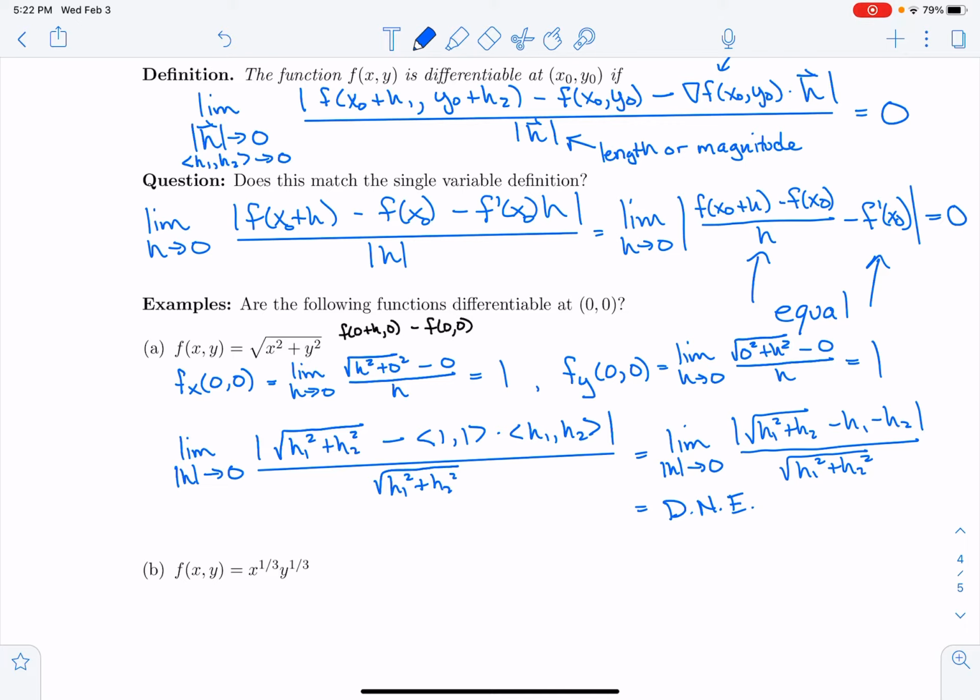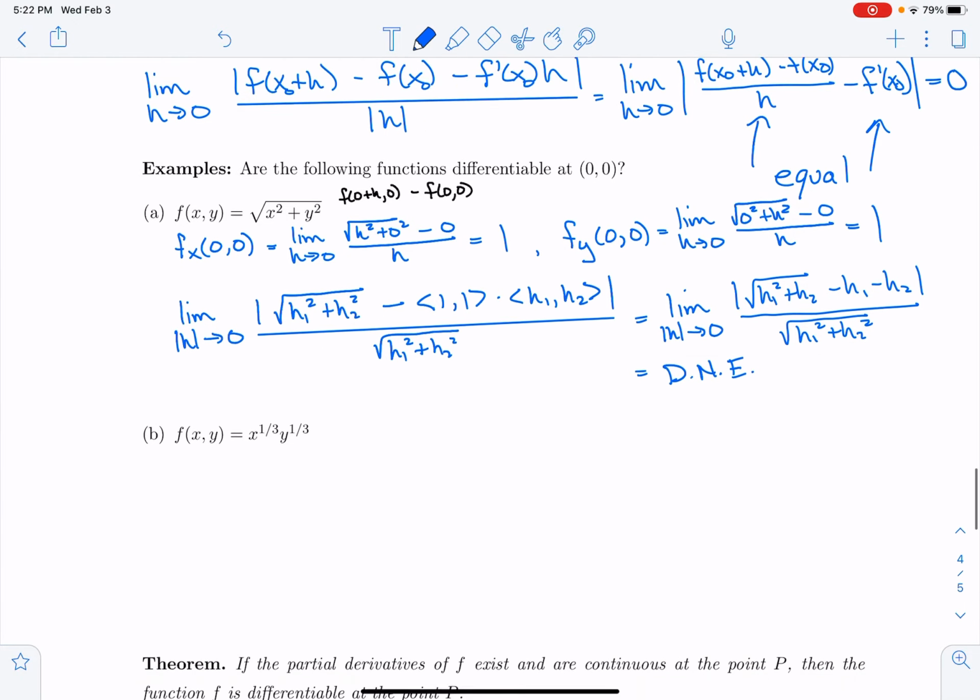So I actually had partial derivatives here. I was able to show what the partial derivatives are. But in fact, even though I had those partial derivatives, this function turns out not to be differentiable at the point 0, 0. Now, let's take this a little bit further.